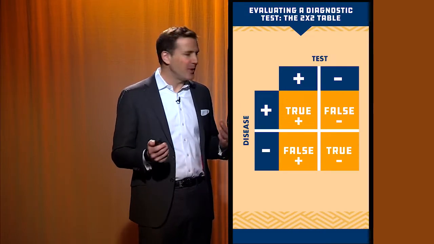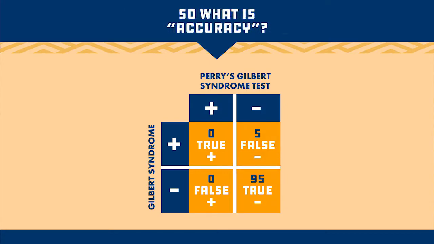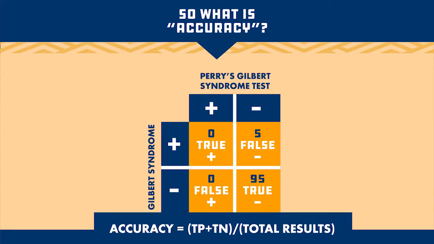Okay, let's look at my Gilbert syndrome test and put some numbers to it. So what you can see here is that my test, if I tested on, let's say, 100 people, is always negative. It always comes out negative. And 95 of those are true negatives, because out of 100 people, 95 people don't have Gilbert syndrome. That's the prevalence of the disease. And then 5 are false negatives. So my accuracy of my test is 95%. Accuracy is officially defined as the true positives plus the true negatives divided by the total results. So true positives, which is 0, plus true negatives, which is 95, divided by all my results, which is 100. So 95 over 100, 95%.